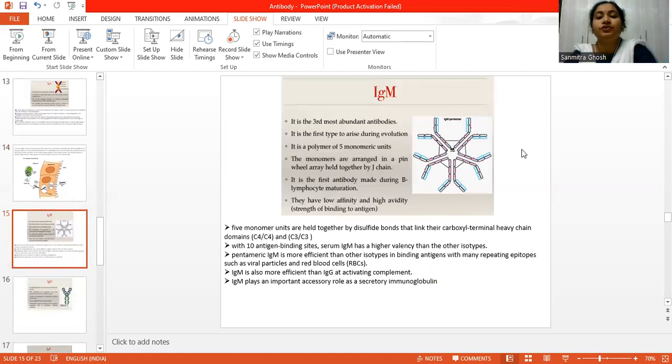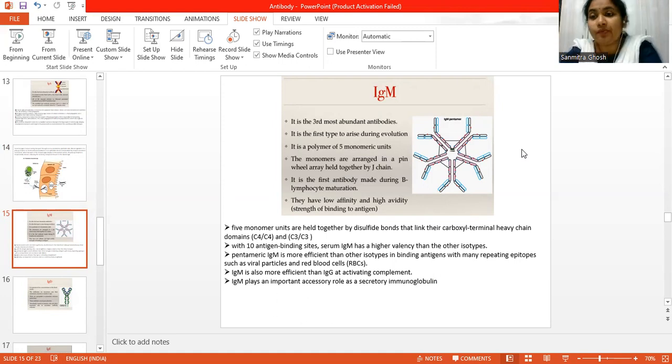This is the third most abundant antibody, and that is the IgM. And as we have seen in case of IgG and IgA, here also you can understand that in case of IgM, the heavy chain that is present will be different, and it is the heavy chain mu. If mu is present, then the antibody that will be derived is IgM.